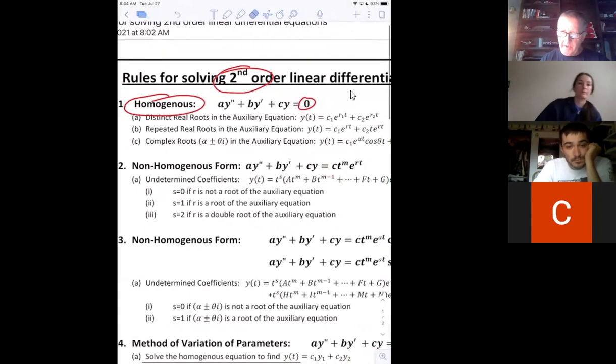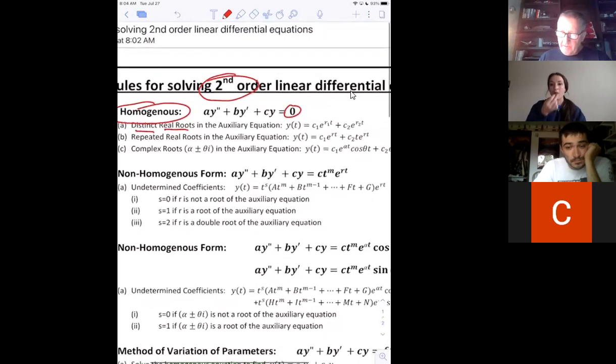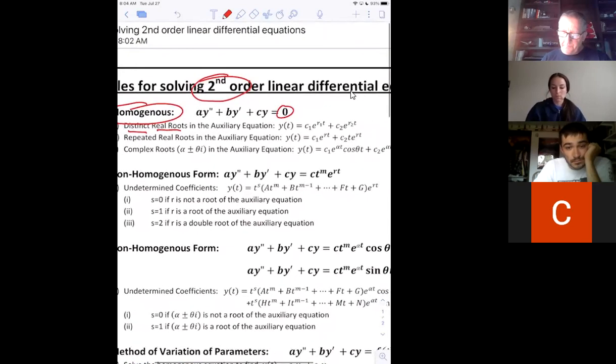So we said yesterday, distinct real roots, in other words, two different answers. In the auxiliary equation, if you found two different R values, like R1 is 3 and R2 is 4, in other words, you solved that auxiliary equation and you got those two different answers, then that's your answer.